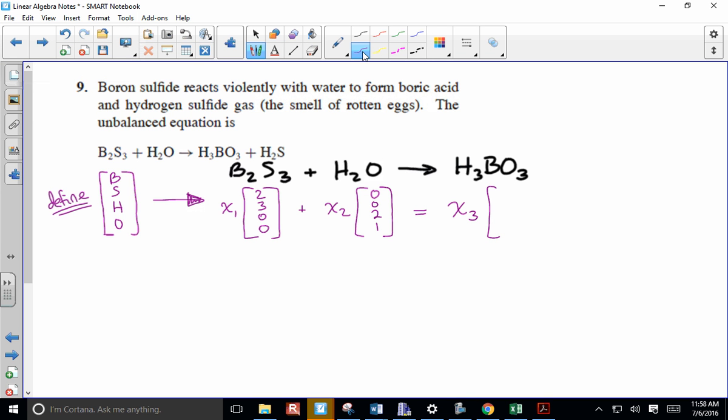So for the H3BO3, we have the X sub 3, where we have one atom of boron. We don't have any sulfur. We have 3 atoms of hydrogen and 3 atoms of oxygen. Plus H2S, so plus X sub 4: no boron, 1 sulfur, 2 hydrogen, no oxygen.